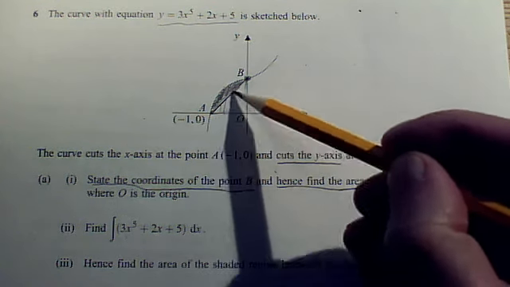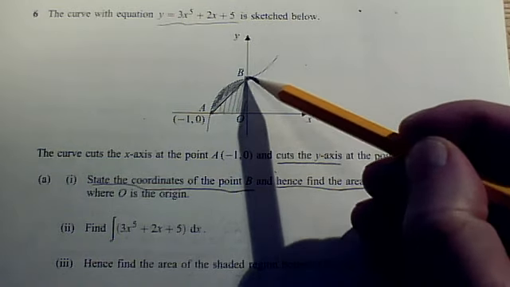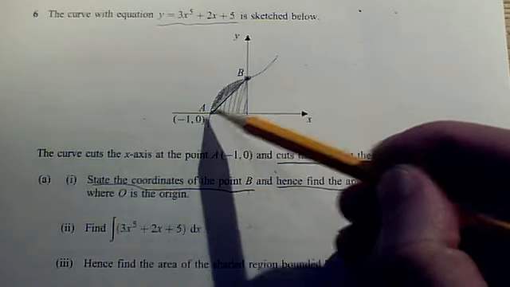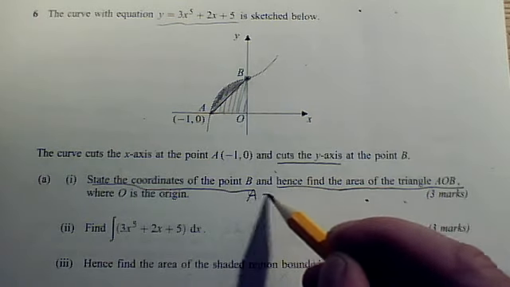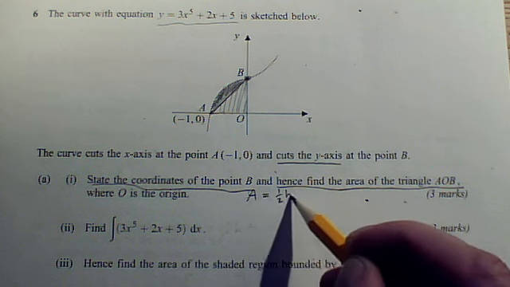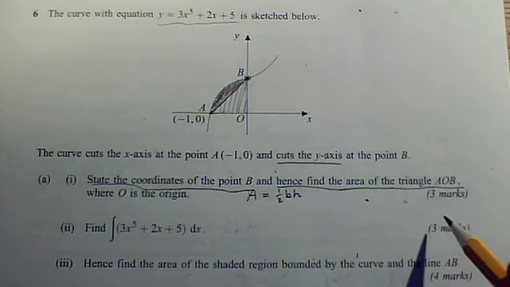Here it is. And we've just found the y-coordinate of B, so we know the height of the triangle, and we can look at the coordinates of A and get the base of the triangle. And from GCSE you should know that the area of a triangle is a half times the base times the height, so that should be all you need in order to get these 3 marks.